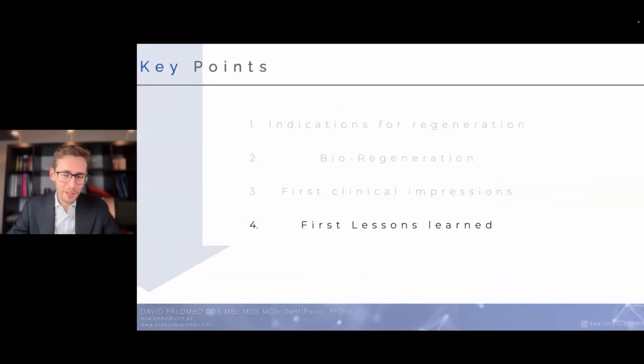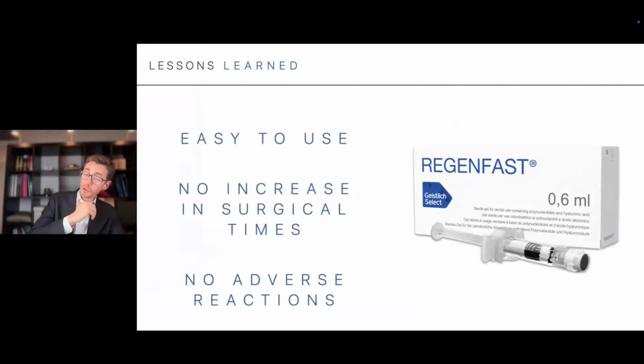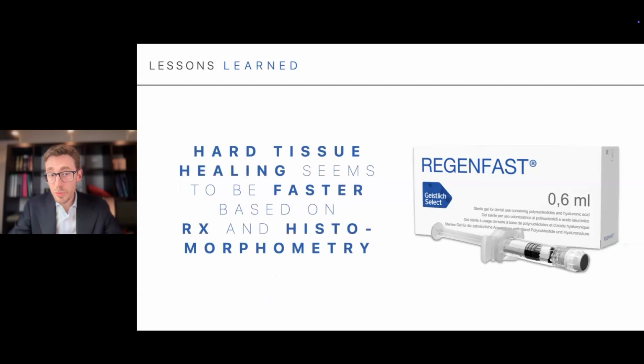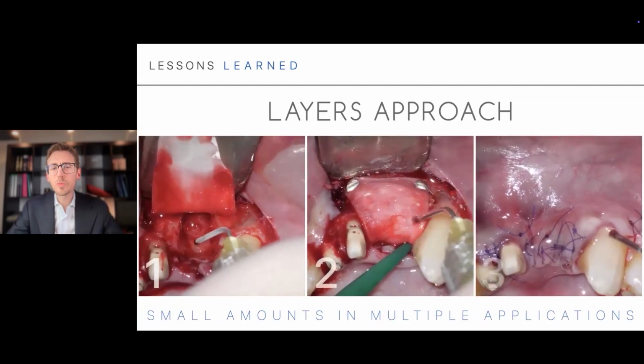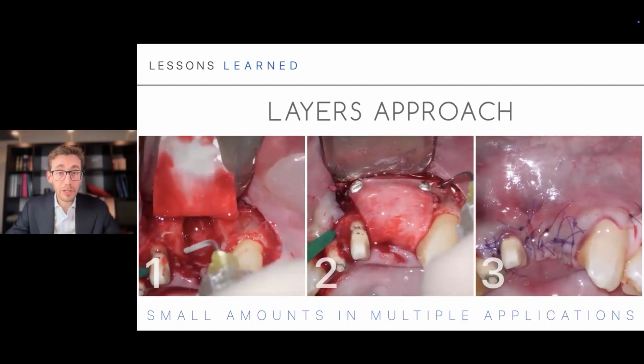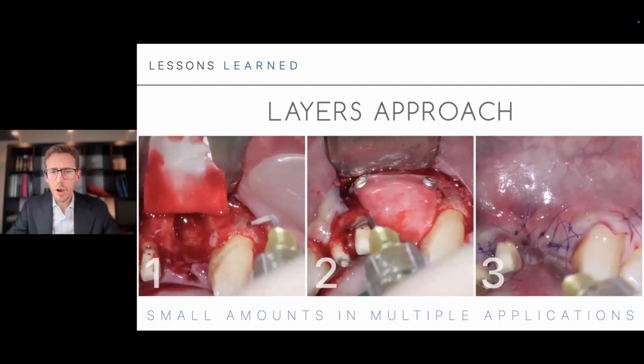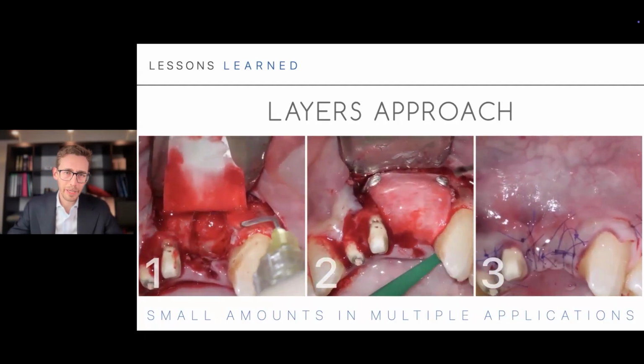So, hitting the end of the presentation, these are the very first lessons that I've learned while testing this novel material. I can say for sure that RegenFast is a very easy to use material, which most importantly does not increase my surgical times, and I could not see a single adverse reaction with its application in a surgical environment. Hard tissue healing seems to be faster based both on clinical feeling, radiographic finding, and some limited histomorphometrical material. But most importantly, remember that a sound biological strategy has to be applied to optimize results. So my suggestion is to use it in a layers approach with small amounts applied in multiple applications.